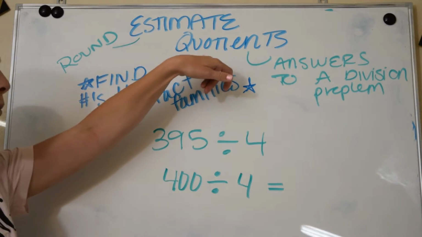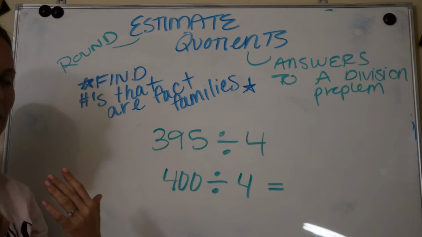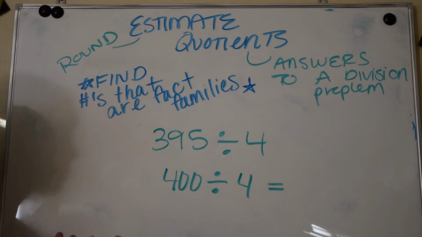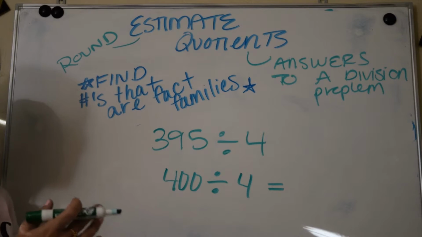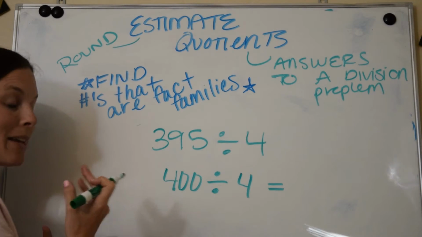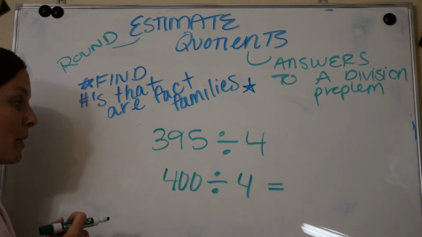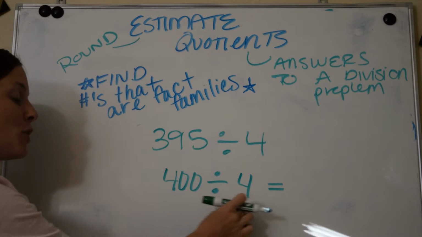When you're estimating quotients, you want to be able to round it to something that you can do mentally, where you don't have to write out a huge algorithm with all the steps. Your goal is to not have to do that when you estimate quotients, okay? So keep that in mind, and that would be really helpful when you're trying to round. I only needed to round this one because I can go ahead and do this mentally.